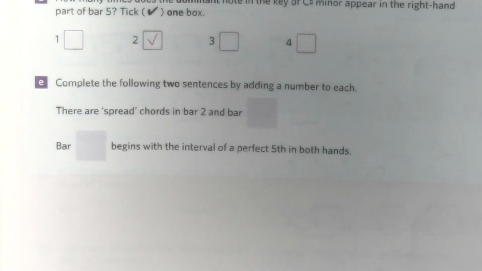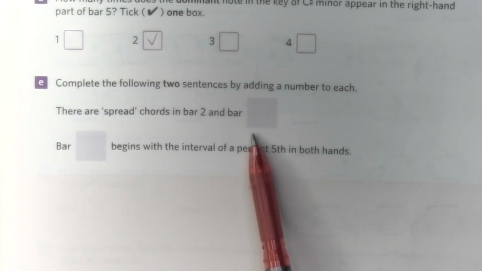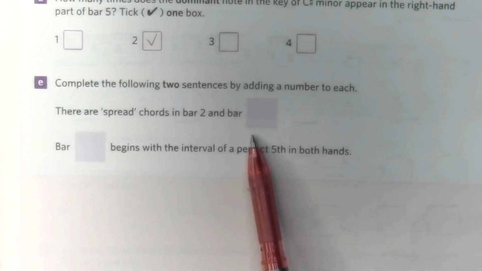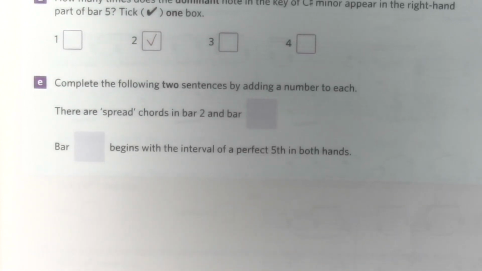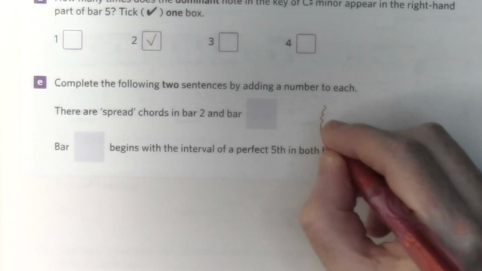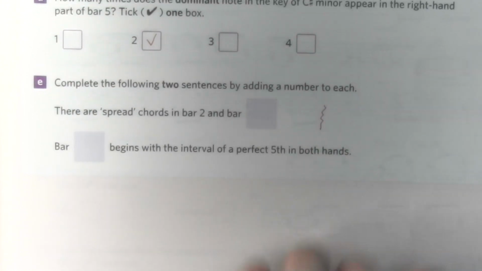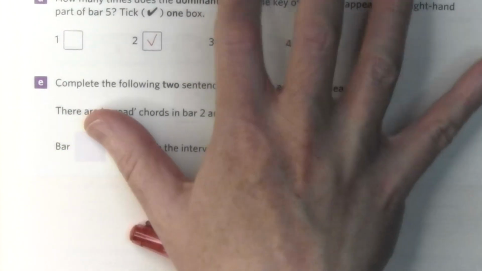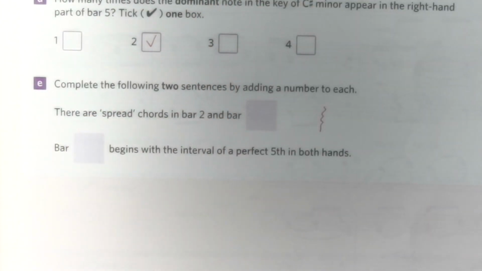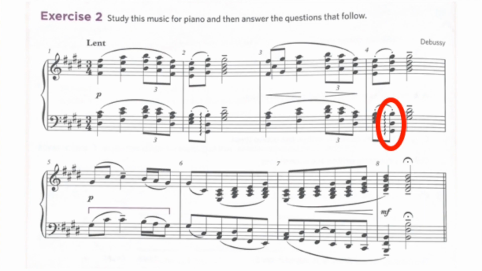The last question. We need to complete the 2 sentences by adding a number. There are spread chords in bar 2 and bar. Now the spread chords are the chords in which we have the arpeggiato symbol. This one, which means play the notes spreading them from the bottom to the top, instead of playing them all together. And the arpeggiato symbol is also in bar 4.